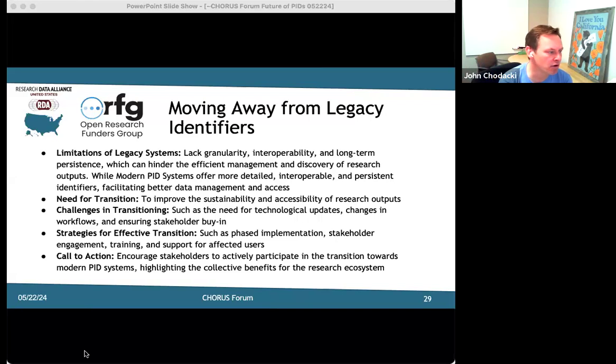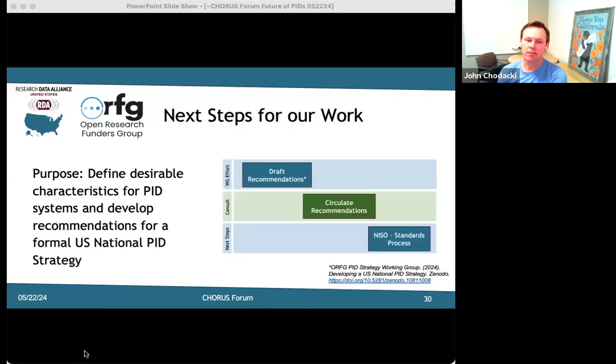And then the last two slides here are really just about looking at where we are. We have been within our working group. As I mentioned, we have published the draft recommendations. You'll see those there in Zenodo. We're also circulating and doing several webinars and discussions with key groups. And we have already submitted an application to start a NISO working group to further this work as a national PID strategy that is built on a standards process that has a formal auditable process that brings in all stakeholder groups.